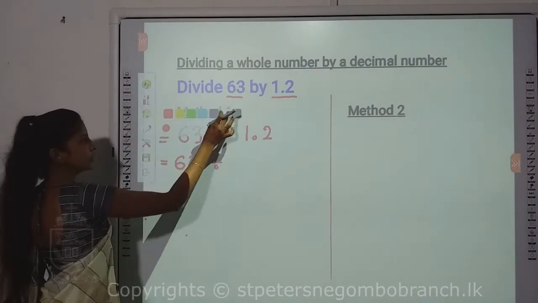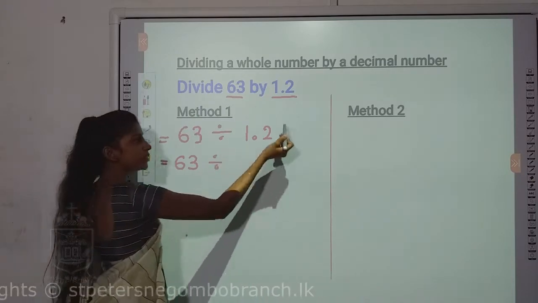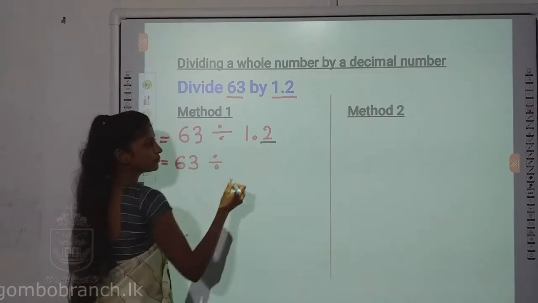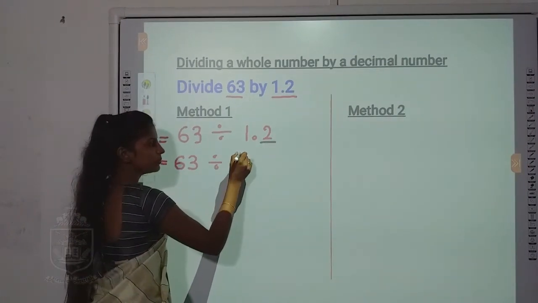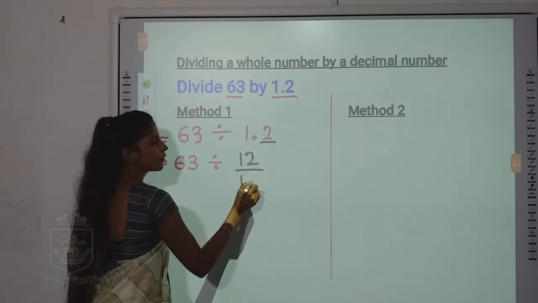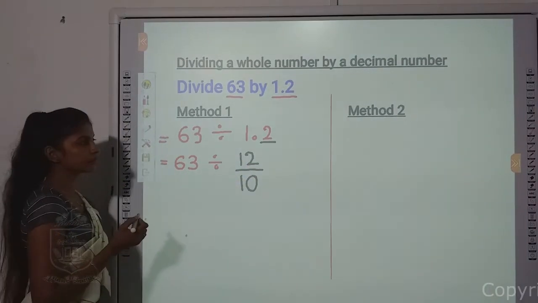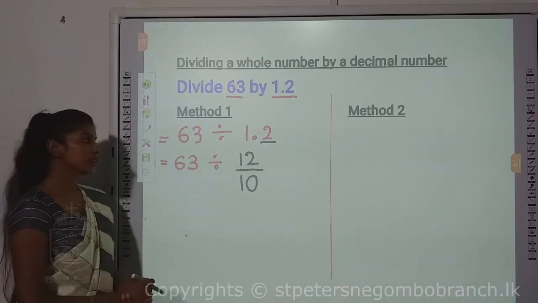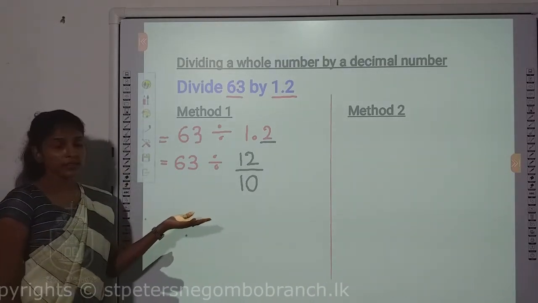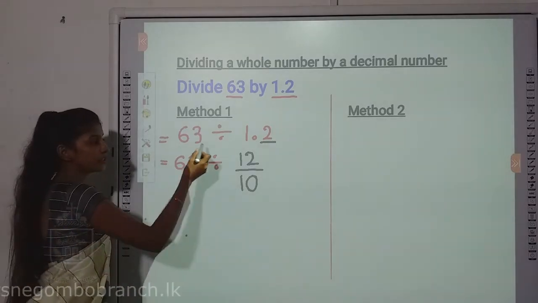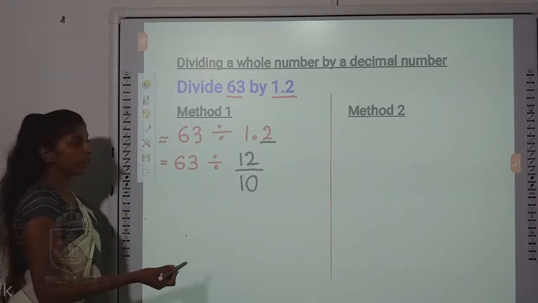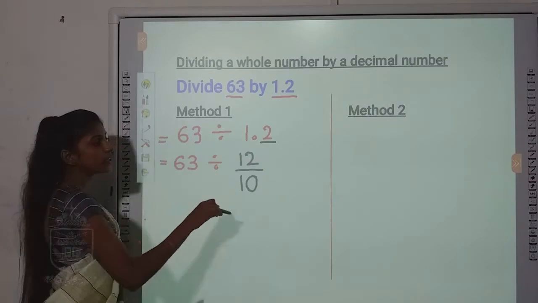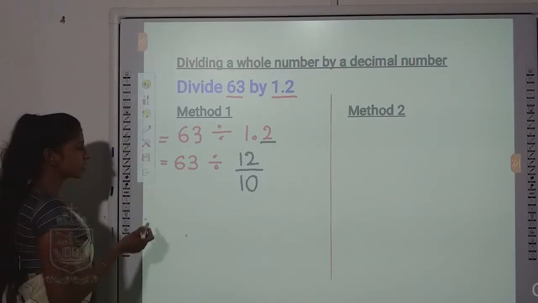Now I am going to convert this decimal into a fraction. One decimal place means what do you have? 10 in the denominator. So what's our next step? Now we did this in the fractions lesson. If you have division, you have to change the sign and take the reciprocal of the fraction right after the division mark.